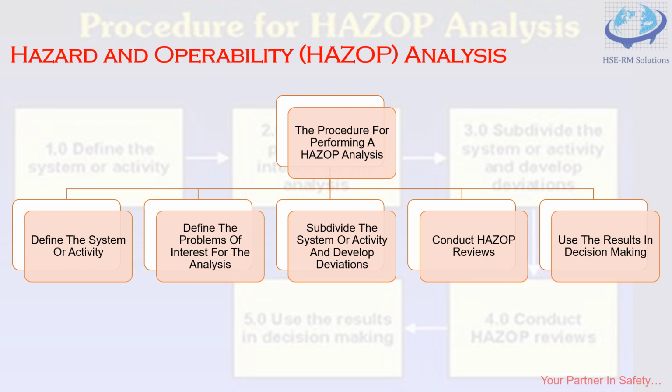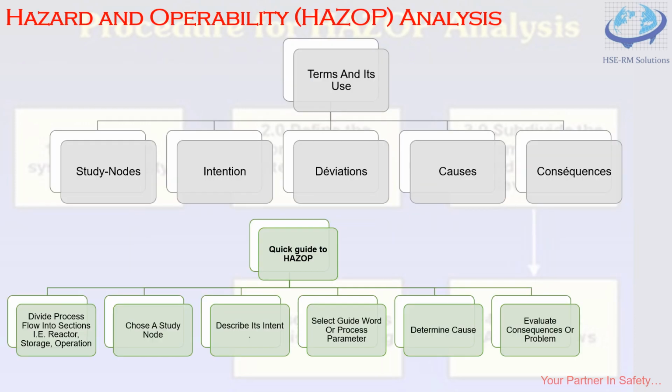Now use the results in decision making: evaluate the recommendations from the analysis and the benefits they are intended to achieve. The benefits may include improved safety and environmental performance and cost savings, and determine implementation criteria and plan. So this is how we define, in very simple 5 steps, the procedure for performing HAZOP analysis. Now let's see what's further.